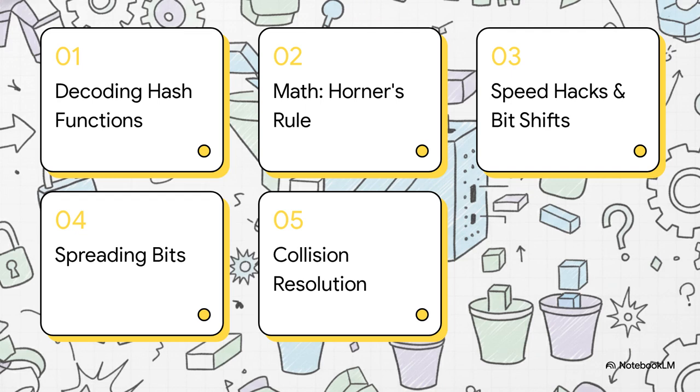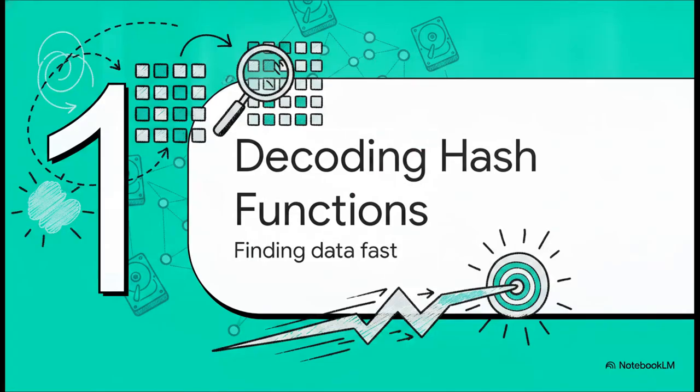We'll decode the hash function, look at the math behind Horner's rule, check out some wild speed hacks and bit shifts, see how to spread bits for maximum entropy, and wrap up with compression and collision resolution. Let's kick things off with Section 1, decoding the hash function.